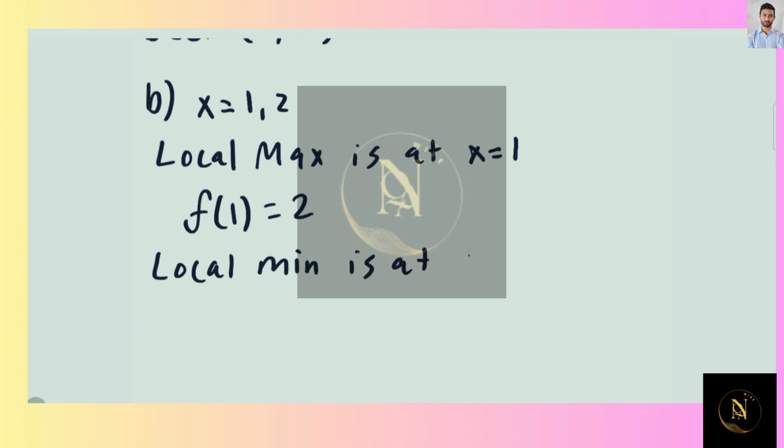is at x equals 2, and now we just plug 2 back into our original equation, and we should see that this is equal to 1. So we have a local minimum at the point (2, 1).